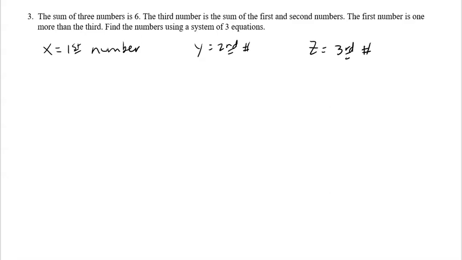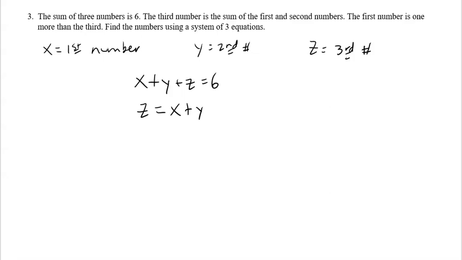And then I just read through these sentences and they represent equations. So the sum of 3 numbers is 6. So these 3 numbers added together equal 6. Okay, so here's another equation. The third number, which is z, equals the sum of the first and the second. z is the first and the second numbers added together.